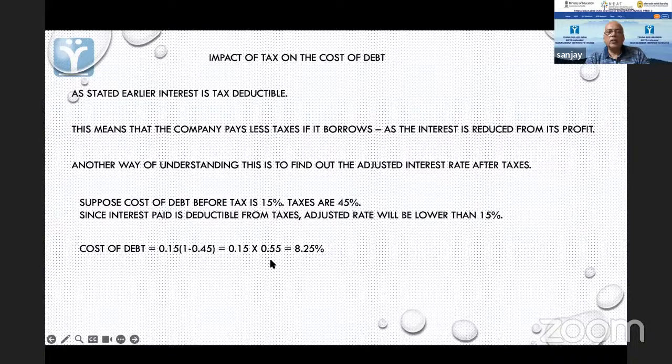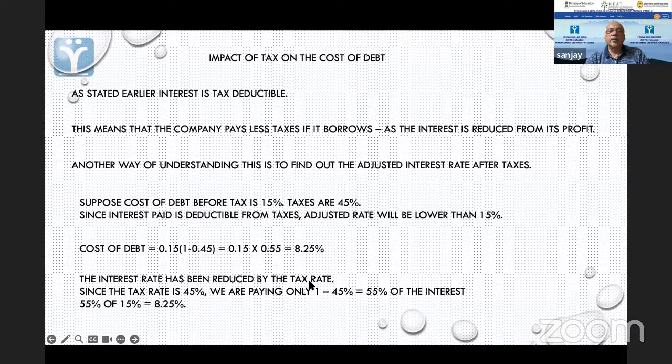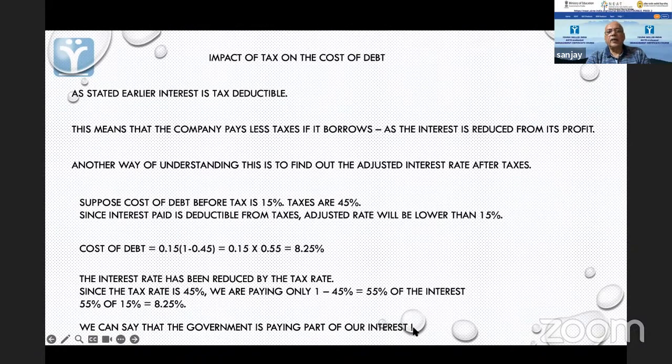This is the portion which you actually have to pay for, because as far as the taxes are concerned, that part is being calculated after interest. So your actual cost is coming down to 8.25%. The post-tax interest rate has been reduced by the tax rate. Since the tax rate is 45%, we are paying only 1 minus 45, 55% of the interest. That is 8.25. It's just given to you so that you understand that tax actually helps to reduce the cost, because you don't pay taxes on the interest that you pay. That is the logic. So, you can say that government is paying part of the interest because they don't bill you for that part.